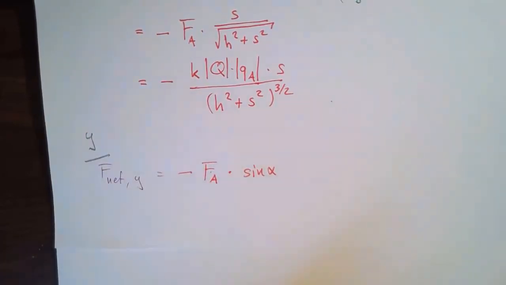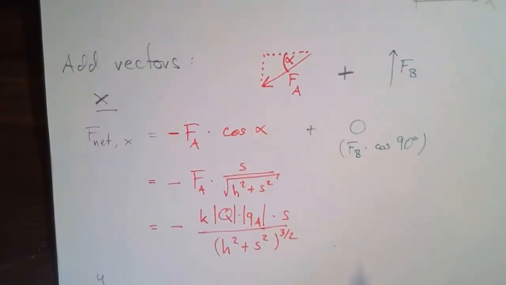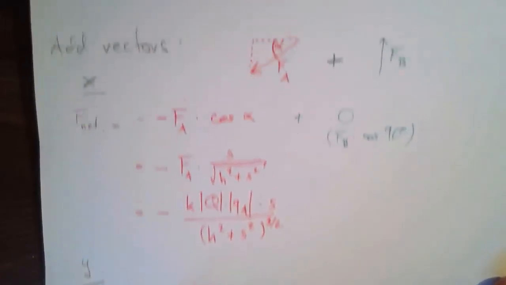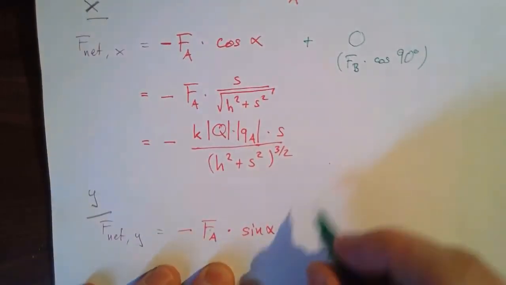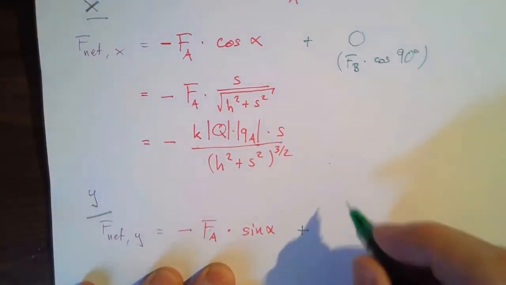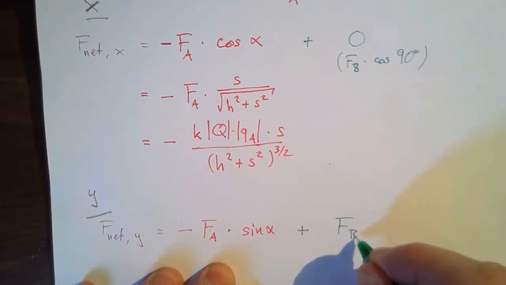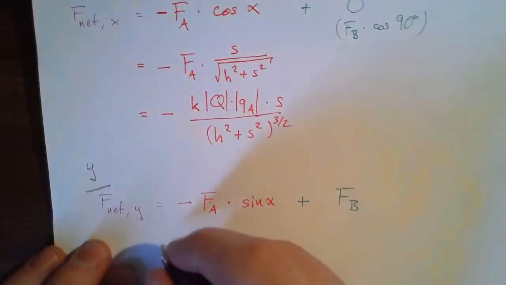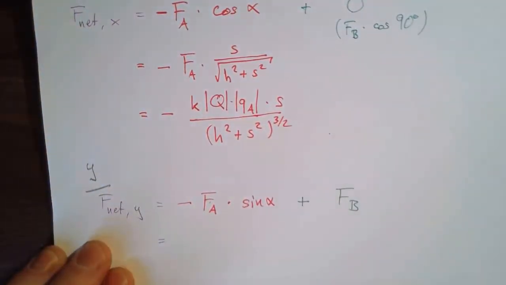And now, what's the contribution from the other force? Well, the other force points straight up, so that's positive y direction, and there's no angle involved. So I'm just going to add plus FB, and I've got expressions for FA and FB that I can plug in. So let's work this out, or just plug in what we got.